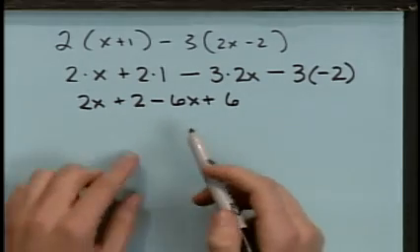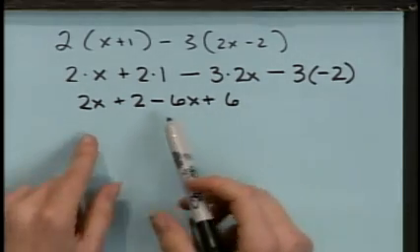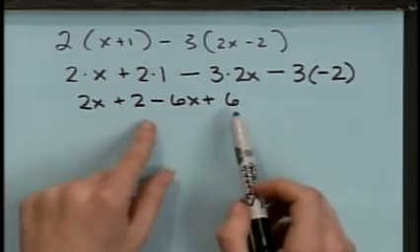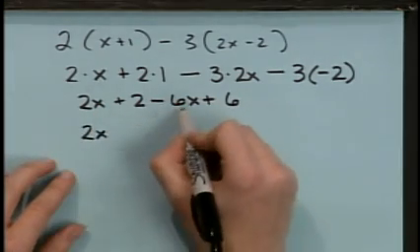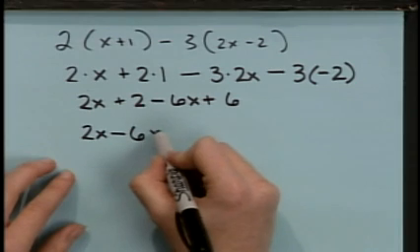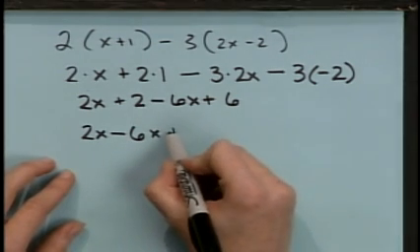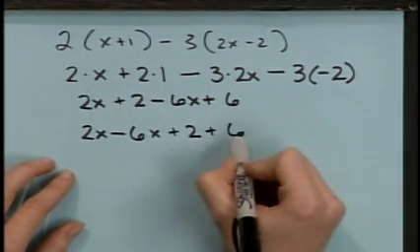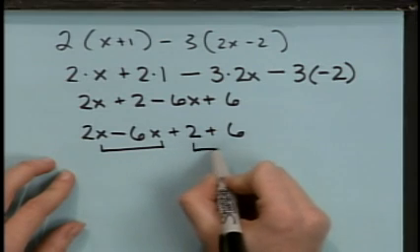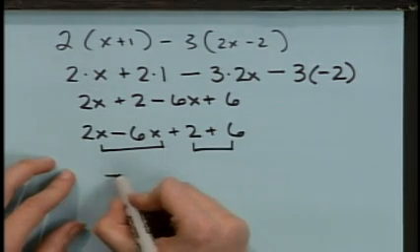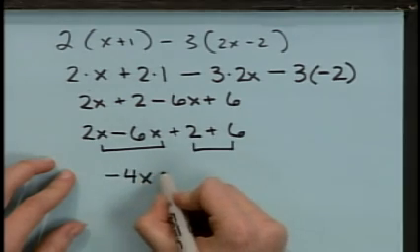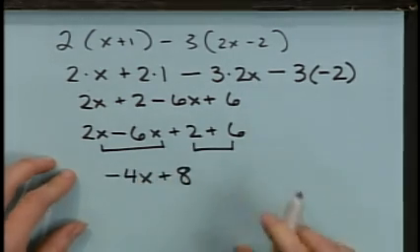Now, the next step is to collect the like terms, so the terms with the x's and the terms without the x's in this case. So you have 2x minus 6x, here we're just rearranging the expression, plus 2 plus 6. These go together, and these go together. So your final expression is going to be negative 4x plus 8.